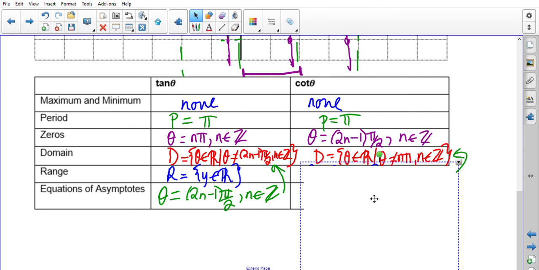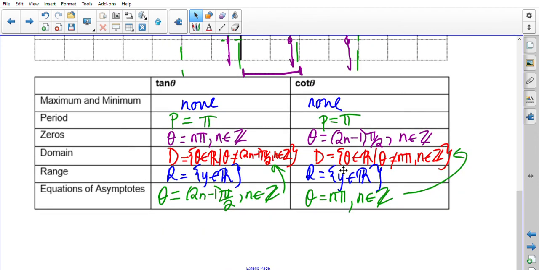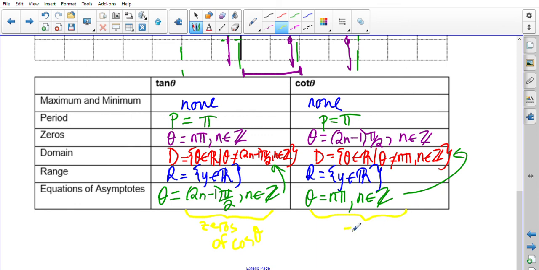And the range for this one is also y in the real numbers, as we can see. And then the equation of its asymptotes are at n times pi. Again, I'm going to just write at the bottom here. The equation of the asymptotes here are the zeros of cos. And the equation of the asymptotes here are the zeros of sine.